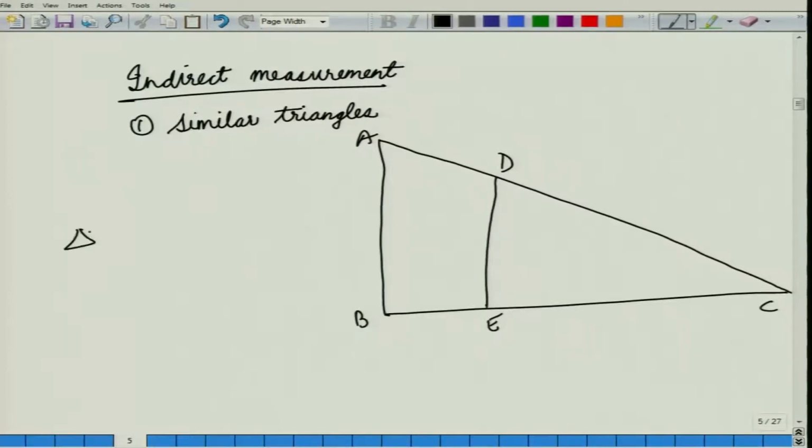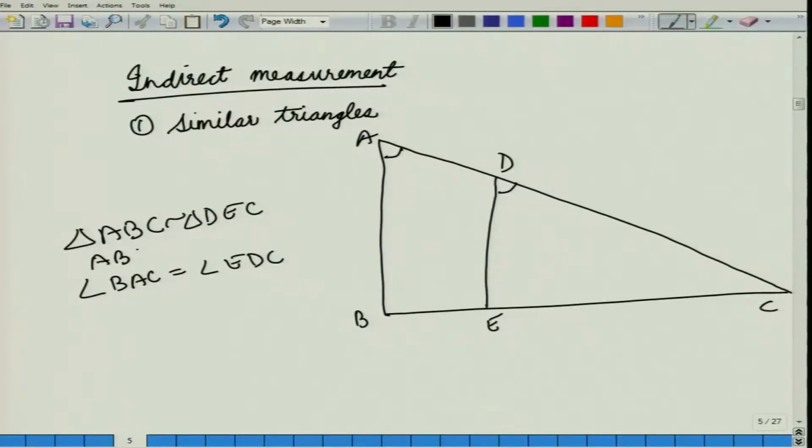Now, in triangles ABC and DEC, we have that the angle BAC is equal to angle EDC. These two angles are the same because AB is parallel to DE. Similarly, both these angles are equal. Angle ABC is equal to angle DEC. Both of these are 90 degrees. At the same time, this angle is the common angle. So, angle ACB is equal to angle DCE.